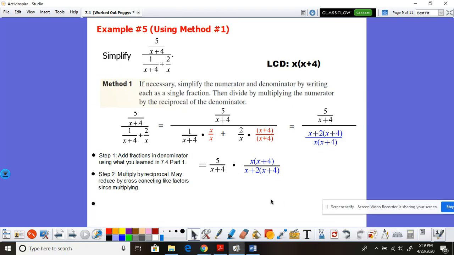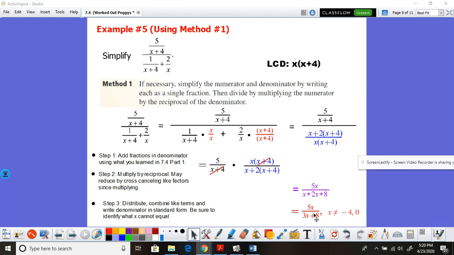So from here, I'm going to cancel out the common factors here and here. I could have canceled out this x plus 4 and this x plus 4. Oh, no, I couldn't do that. So I'm canceling out these. And from there, it's just multiplying and simplifying. So 5, I'm left with an x here, over x plus 4 cancels out, x plus 2 times x plus 4, which if I distribute that 2 through, I get that. Then if I simplify a little bit, I get to this final answer, 5x over 3x plus 8.